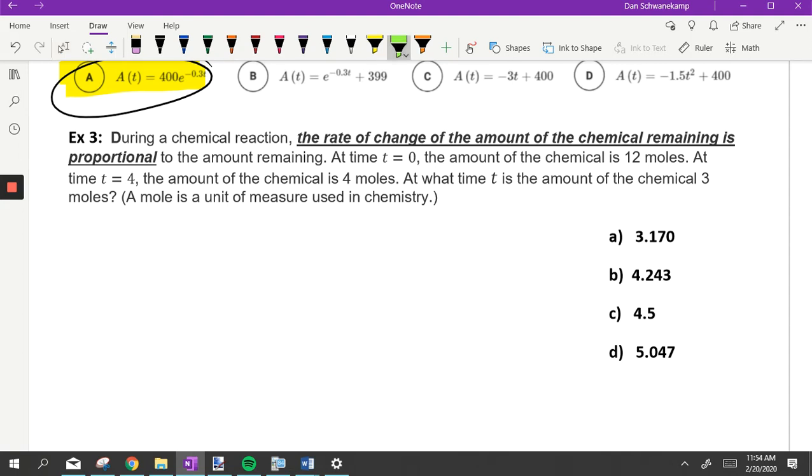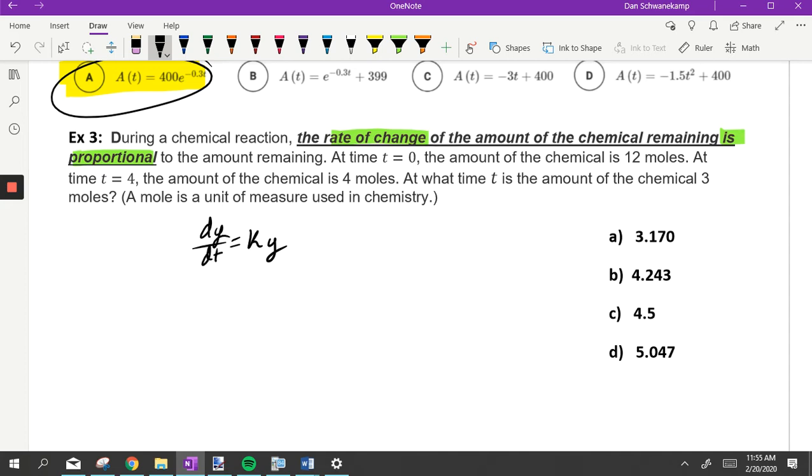The big thing that I underlined there is the rate of change is proportional. The rate of change is proportional, or in other words, the derivative, dy over dt, is going to be equal to some rate times y. That is what that phrase, the rate of change is proportional, means right there. Everybody okay with this concept?